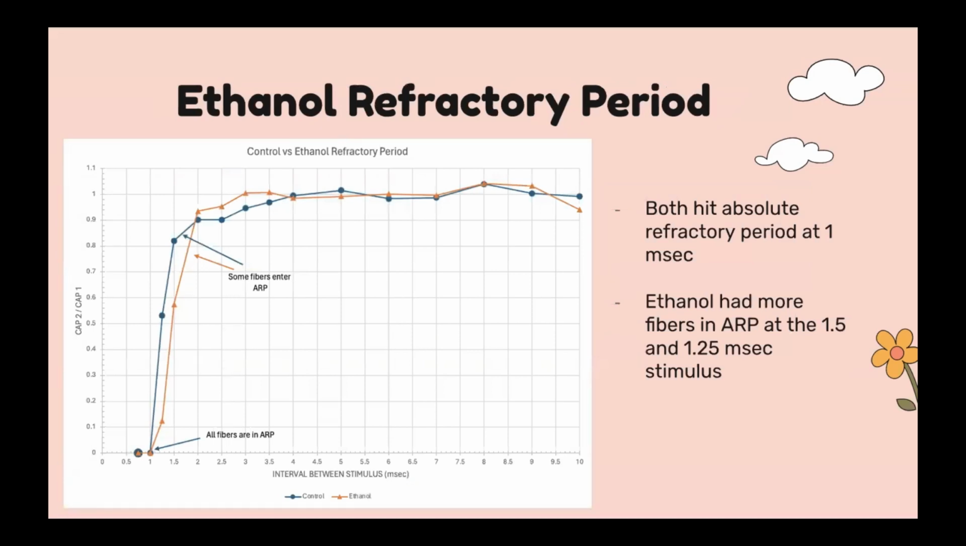However, this is due to the lack of precision in the technology. We did, however, see that more fibers with ethanol hit their absolute refractory period sooner by a lower cap. This was once again due to the slower depolarization time in the A alpha fibers, as well as the slower repolarization time from the shifting of the voltage-gated potassium channels, which also causes less potassium ions to flow out, ultimately keeping the sodium channels inactivated for longer.